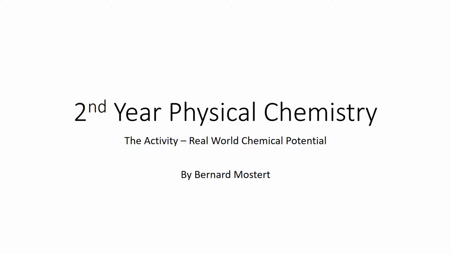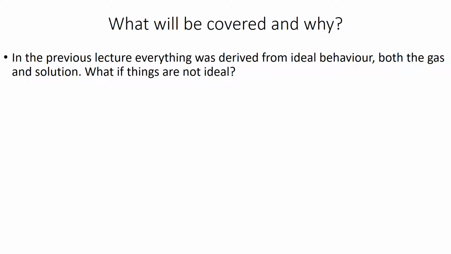Welcome back everybody to another lecture of second year physical chemistry, and today we will deal with the activity, which is real-world chemical potential. What will be covered and why? In the previous lecture everything was derived from ideal behavior, both the gas and the solution. But what if things are not ideal? What then? That is what we'll be dealing with today.